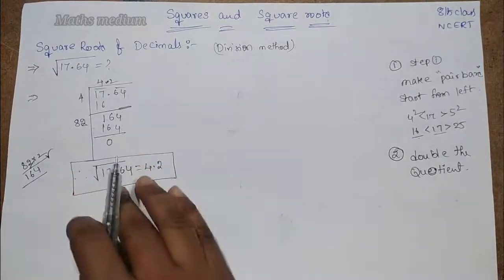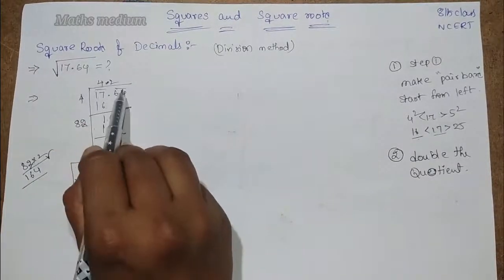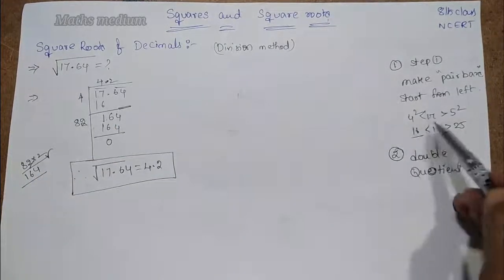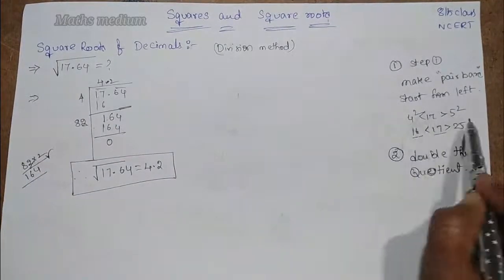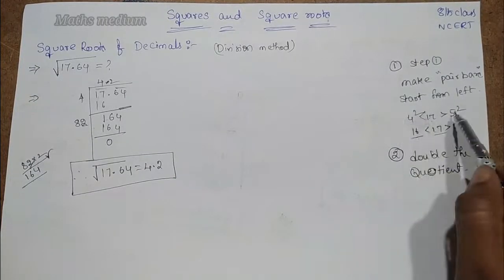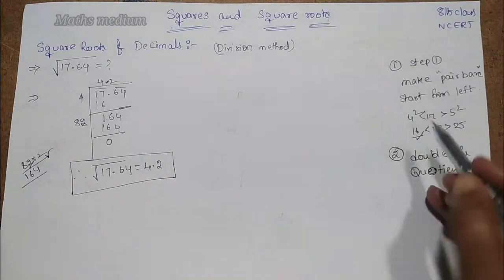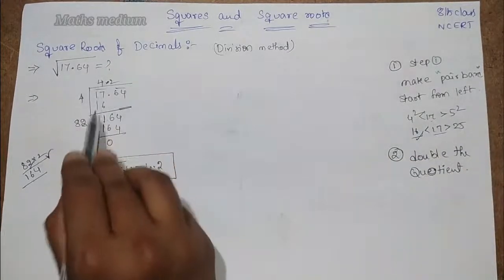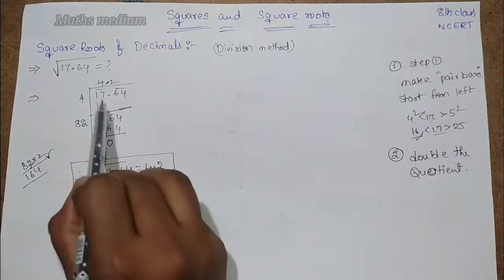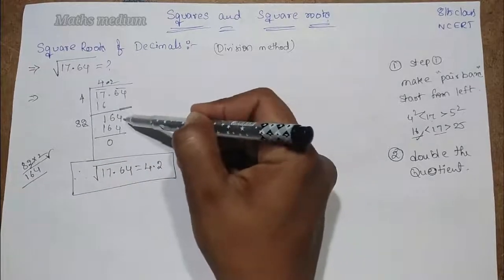I will explain it again. See, here 17.64 is the given one. Make the pair bars. Start from the left one and choose this one between two perfect square numbers. So this is 17, in between 4 square and 5 square. So let's take the smaller number for the best divisibility. So 16, 4 4s are 16. So quotient is 4. 17 minus 16 is 1. Now write down 64 as it is.